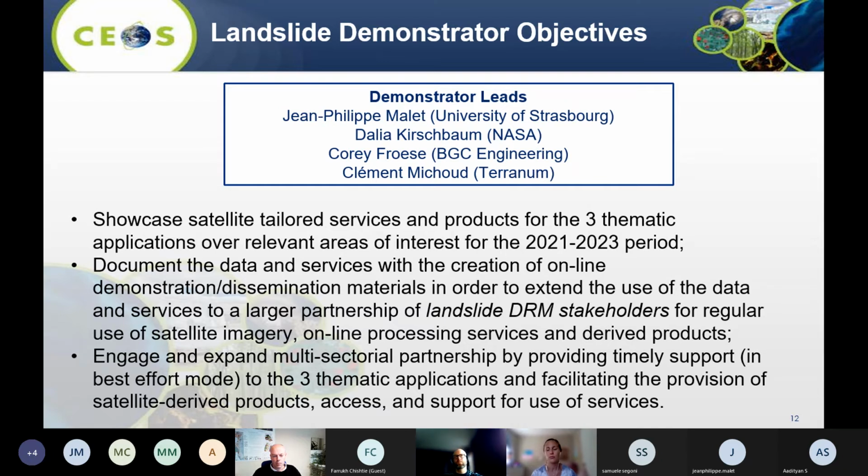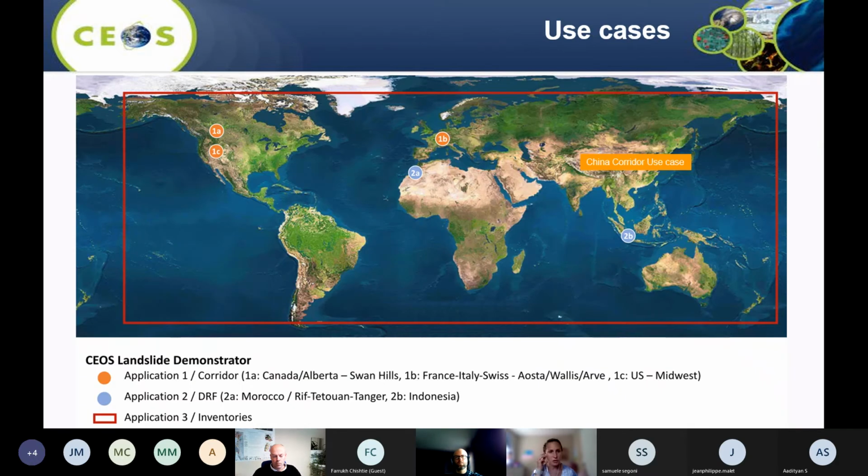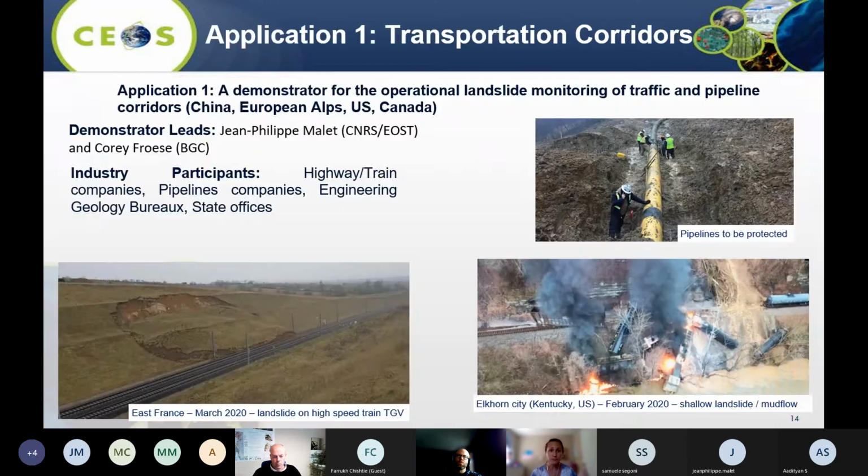The idea is that this project will go through 2023, and we have different areas in which we're focusing. For application 1, transportation corridors, you can see we have areas in the Western United States, in Europe, and potentially China, that's evolving. In application 2, we're mostly focused on Morocco, but there's potential of expanding that in the future to Indonesia. And lastly, application 3 is about this global inventory approach and trying to get at sharing of landslide data and demonstration of its use.